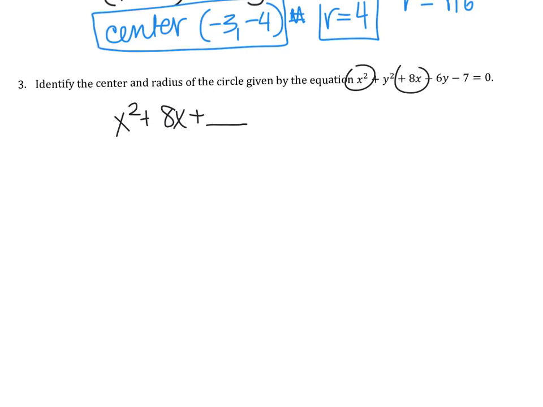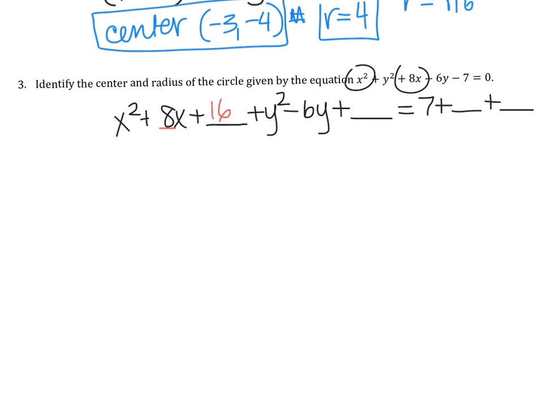And then I'm going to group the y terms together. And I know I'm going to be adding something to complete the square. And then if you added 7 to both sides of the equation, you get 7. And then plus 2 terms that I added to the left-hand side, I also have to add to the right-hand side. So for the first group, I take half of 8, which is 4, and square it, which is 16.